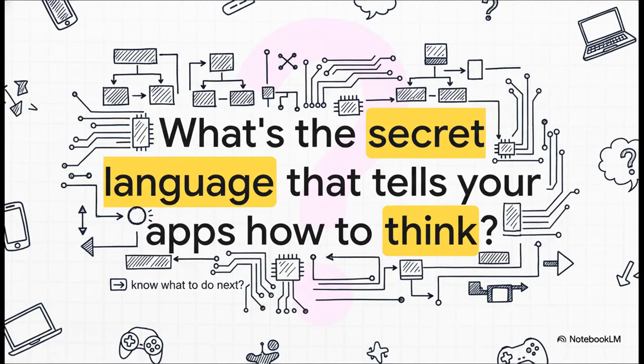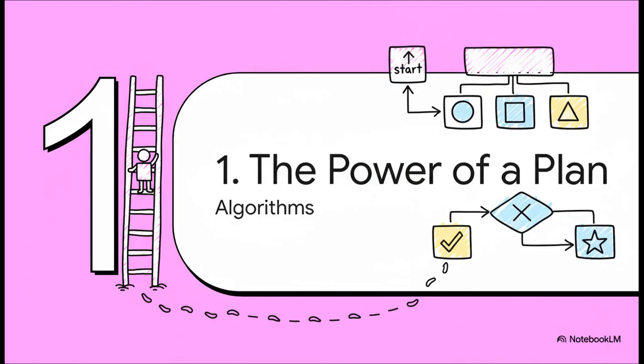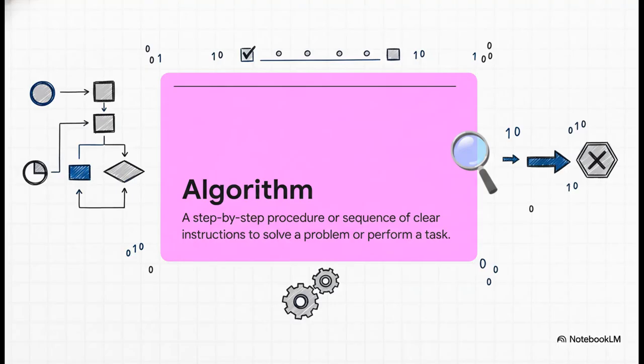So let's start with a really basic question. How does an app actually think? When you tap Buy Now or Skip Intro, what's happening behind the scenes that makes it take the right action? It all comes down to a set of rules, a kind of secret language made of pure logic. And believe it or not, it all starts with a concept you already know inside and out, just a simple step-by-step plan. Now, in the tech world, we call this plan an algorithm.